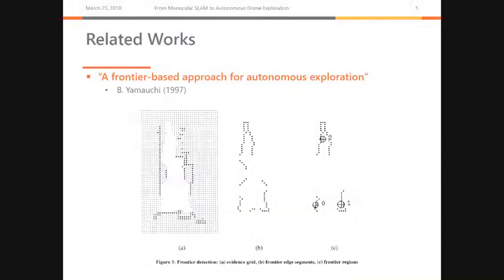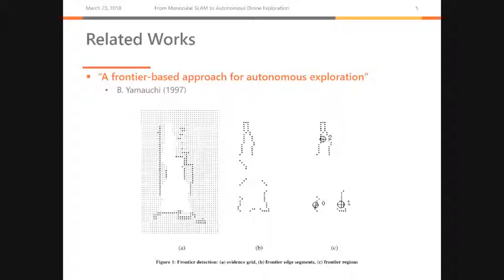So first of all, I'm going to talk about the related works. The camera and the drone, it's one of the cheapest commercial products in the world. And it has an SDK, everything, and everything about it is open source.